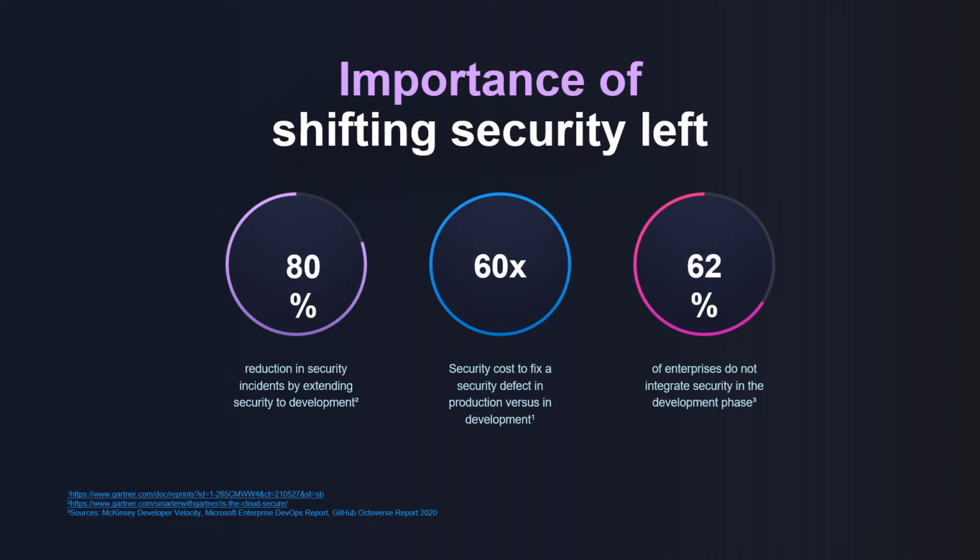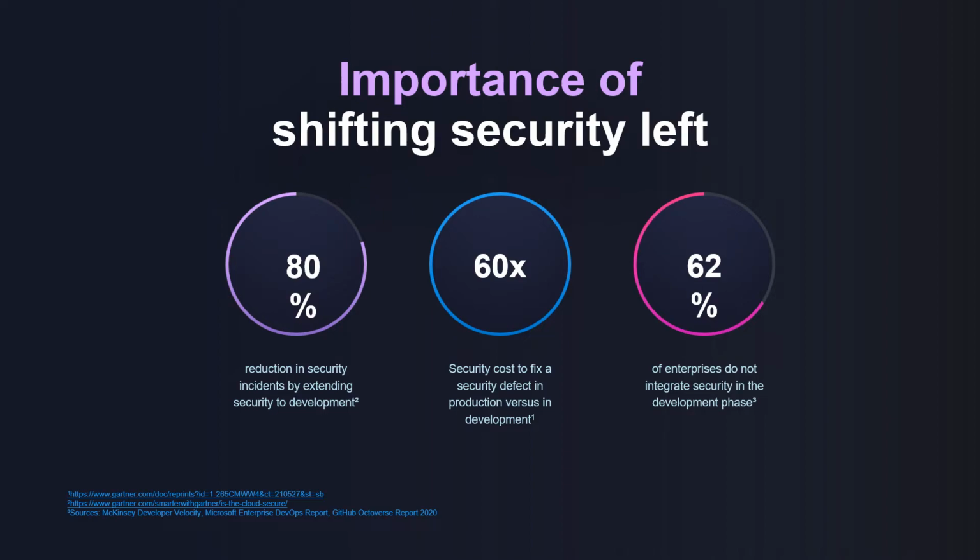To safeguard the developer cloud against these new threat types, the answer is to shift security left and leverage cloud-native security. Shifting left helps enterprises find and remediate vulnerabilities earlier and across their development lifecycle. Enterprises that extend security to development reduce security incidents by 80%. And it's not just a reduction in events, there is also a financial component. It costs 60 times more to fix a security defect in production than in development.